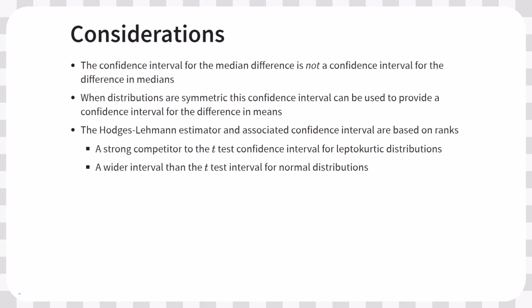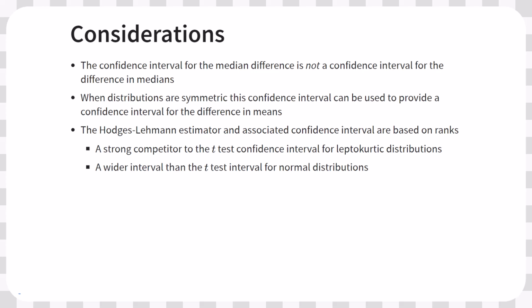When distributions are symmetric, this confidence interval can be used to provide a confidence interval for the difference in means. If we knew the underlying populations in the prosodic and reading condition errors were both symmetric, then the median and means are going to be the same thing. And we could say that the difference in means is at least 2 points. I don't know that you get any more valuable information from this, but for those who are used to working with means, that could be helpful.